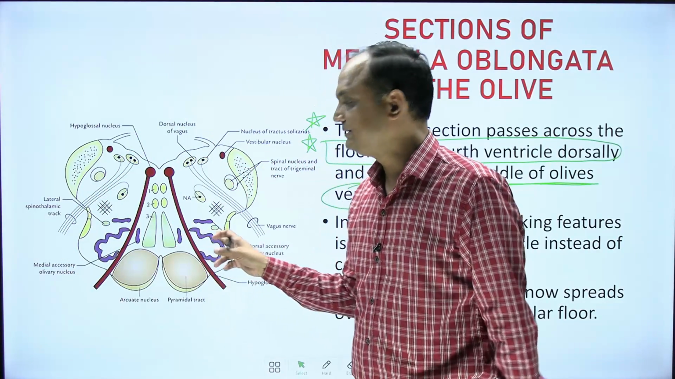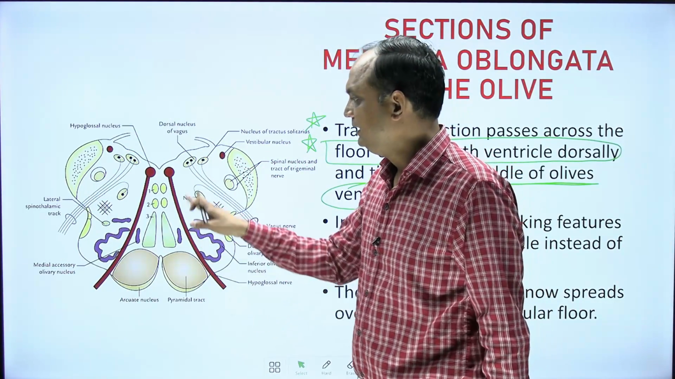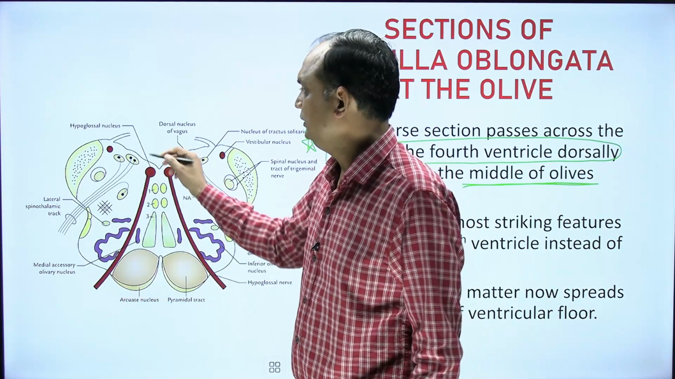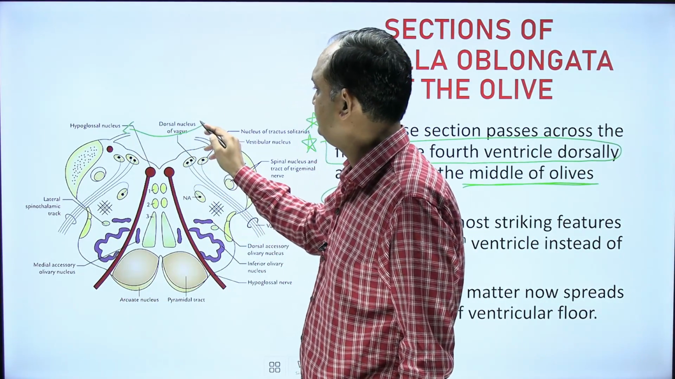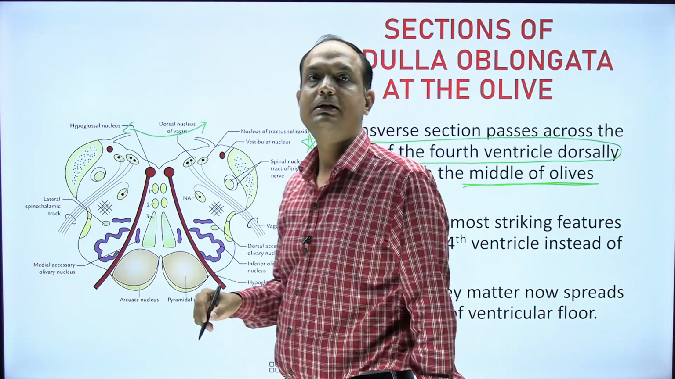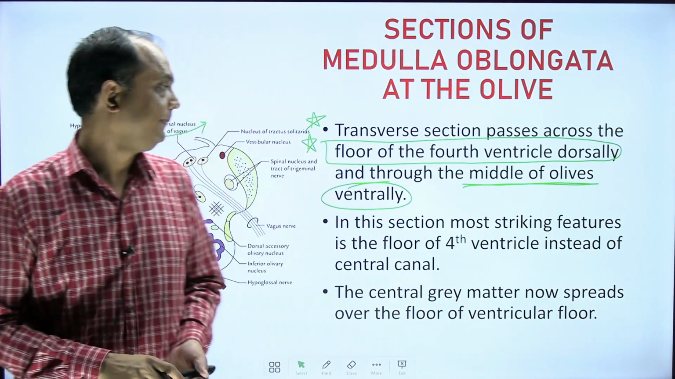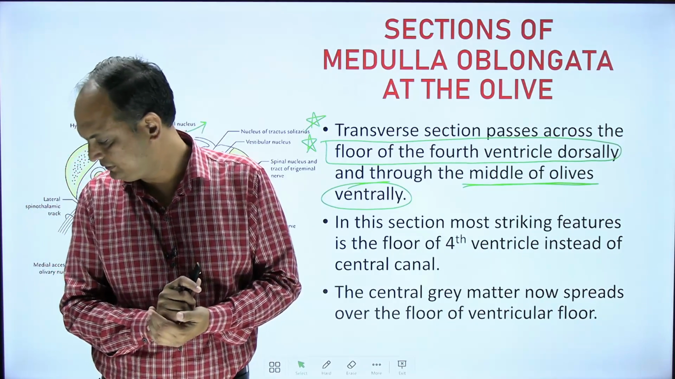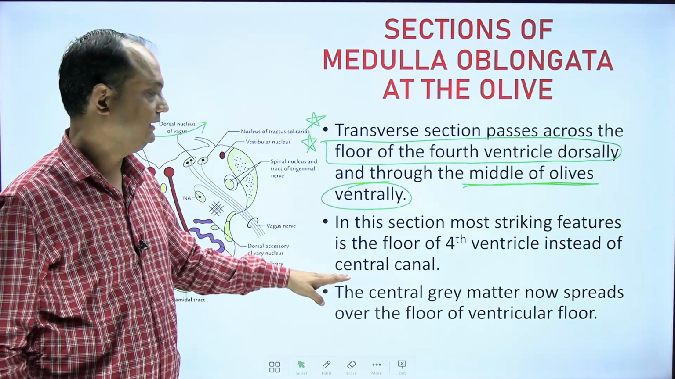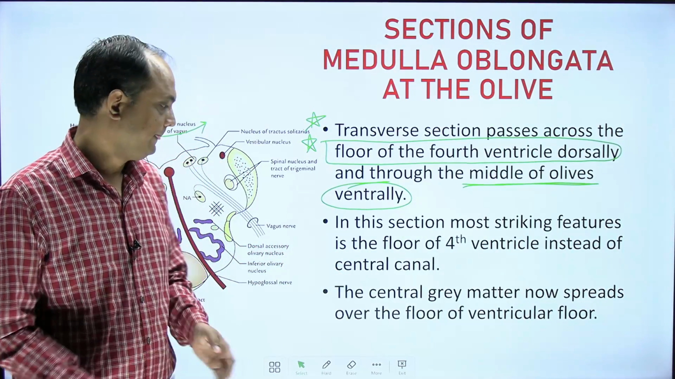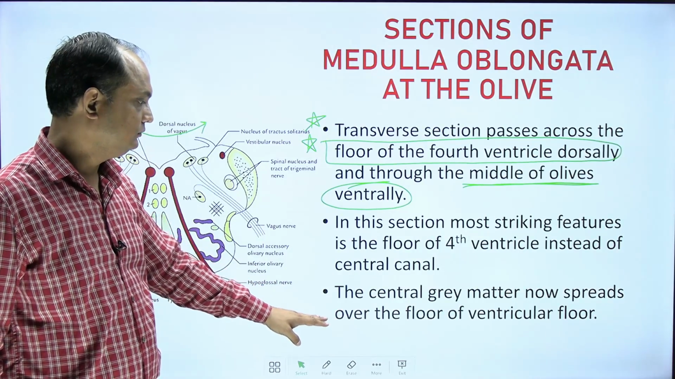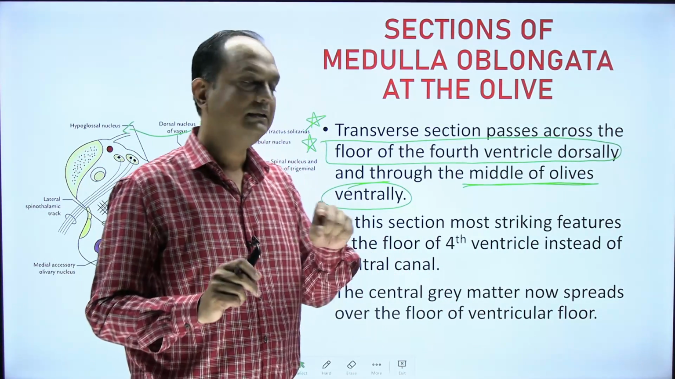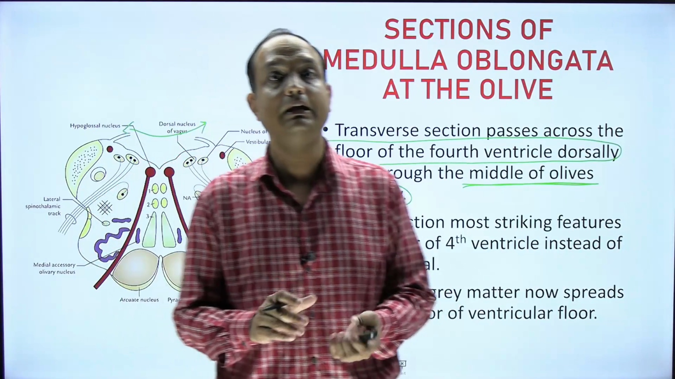So here in this image, you can see that in the center, you will not find any circular canal. On the posterior side, rather you will find this open area, and this open area is the floor of fourth ventricle. So in this section, the most striking feature is the presence of the floor of the fourth ventricle instead of the central canal. The central gray matter also is spread over the floor of fourth ventricle.